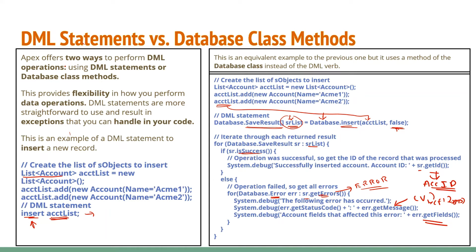So this is all about the Database class methods and DML statements. DML statements are straightforward: insert, update, delete that particular account or that particular list. When we are dealing with the Database class methods, if we want to do partial insertion, updation or deletion of the records, then we have to use Database class methods. If we want all or none, then we have to use the DML statements.